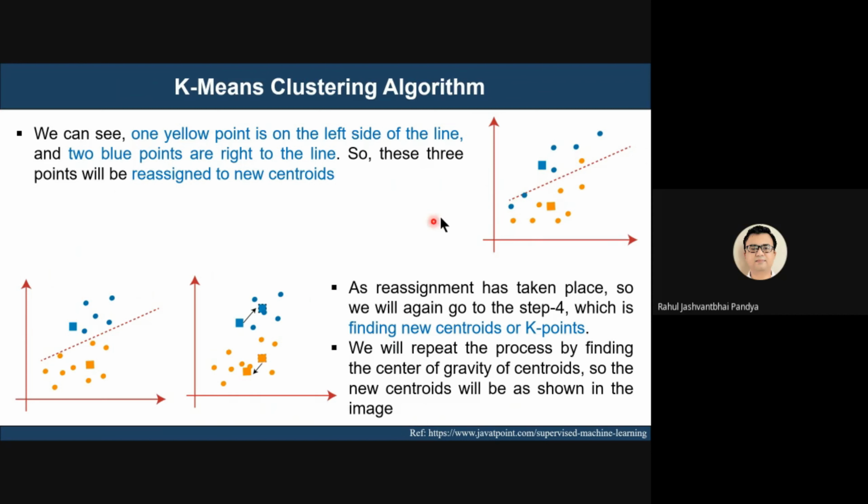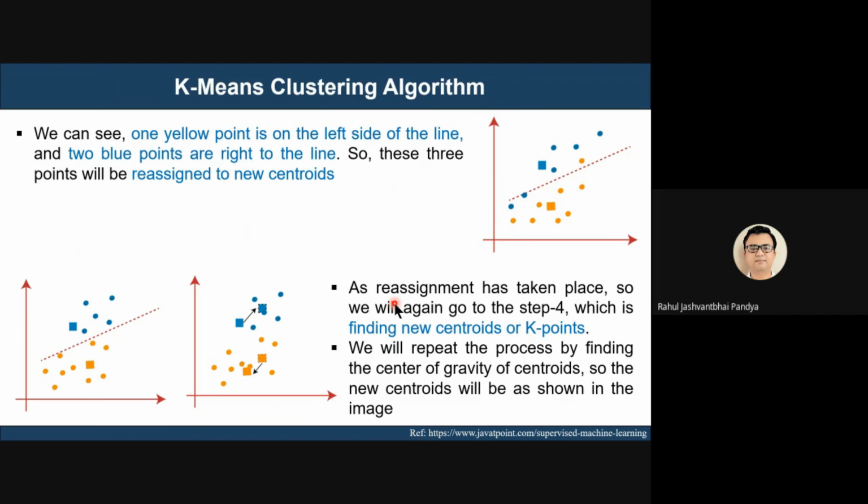Like this is my median line. You can see that two blue points have crossed over and one yellow point has crossed over here. So these 3 points will be reassigned to the new centroids. Right. What I am going to do is put this yellow dot associated with this blue centroid, and put these blue dots associated with the yellow centroid because they have similar characteristics nearby.